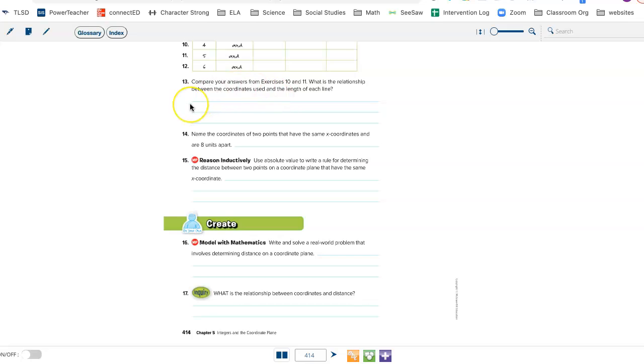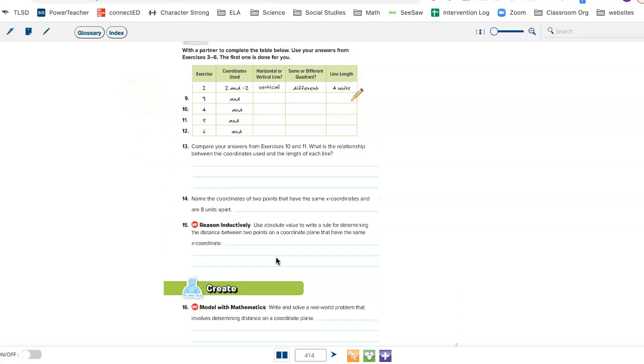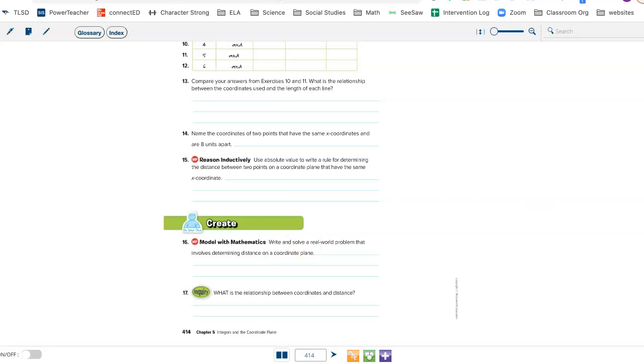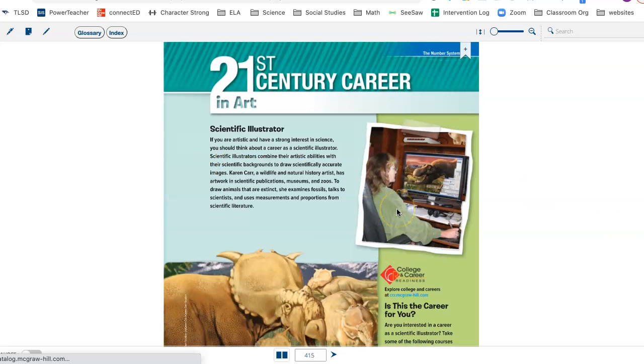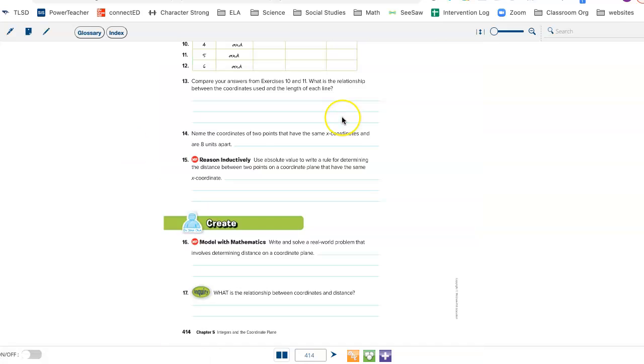Then you're going to compare your answers from numbers 10 and 11. And you are going to write the relationship between the coordinates used and the length. And then we need to go through and answer the rest of those questions. And I don't believe there's, yeah, and then that's it. So once you're done, hopefully we can move on to something else. Let me know.